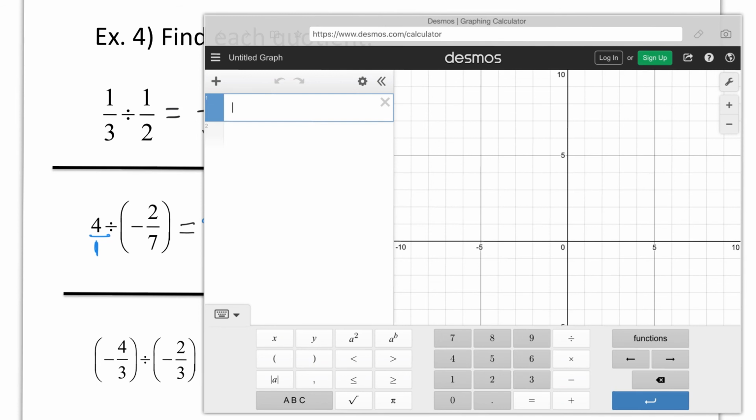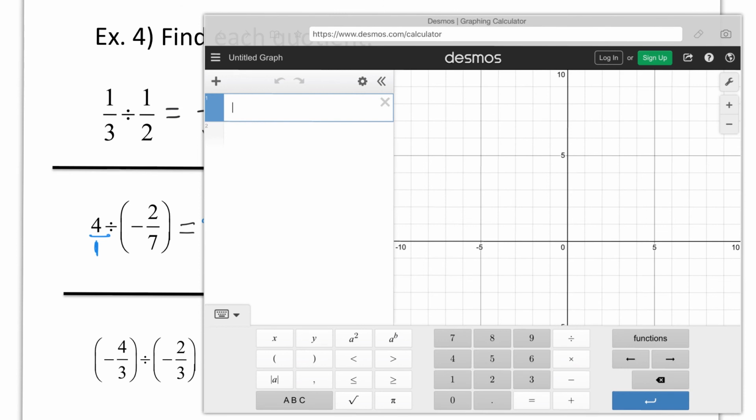Using Desmos or a scientific calculator, when you are dividing fractions, you don't really need to change the second fraction and multiply by the reciprocal. You don't need to do that step. You can just put the fractions in your scientific calculator with the division sign, and the calculator will actually do the work for you.